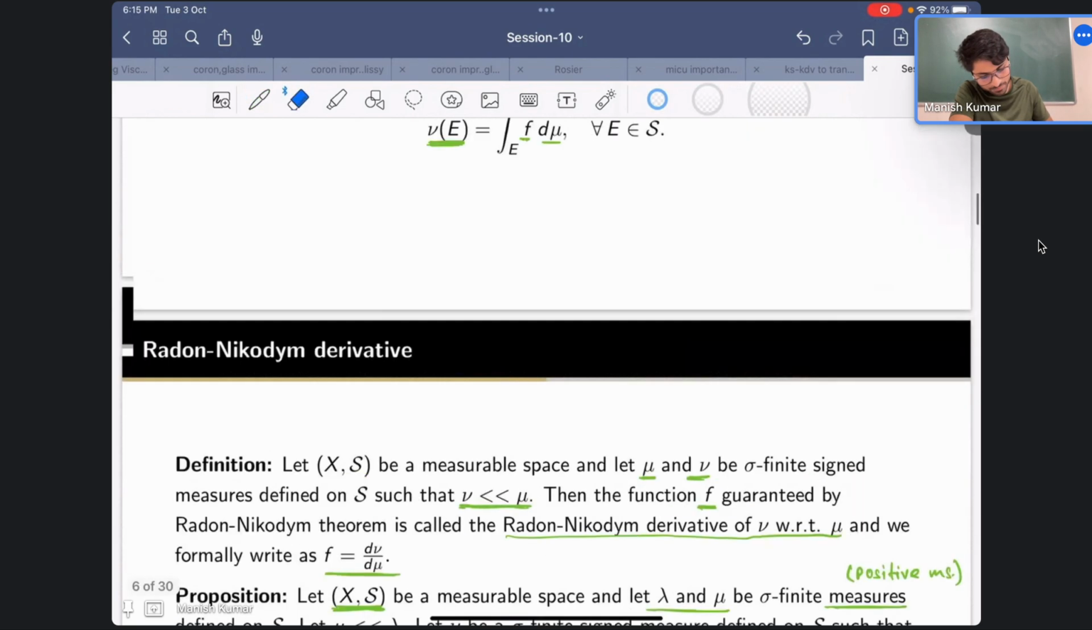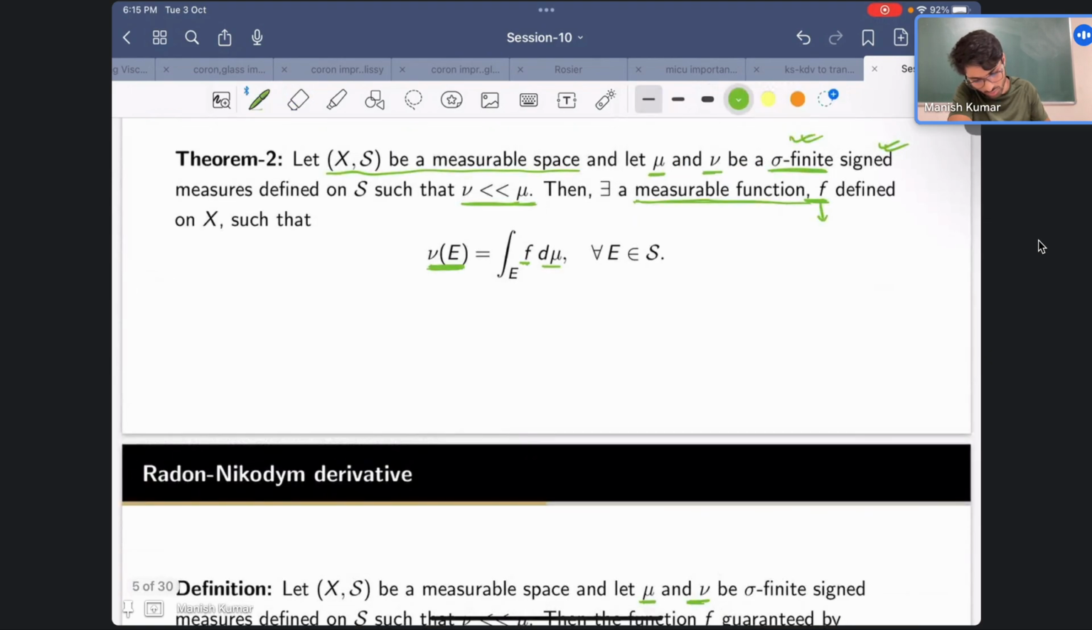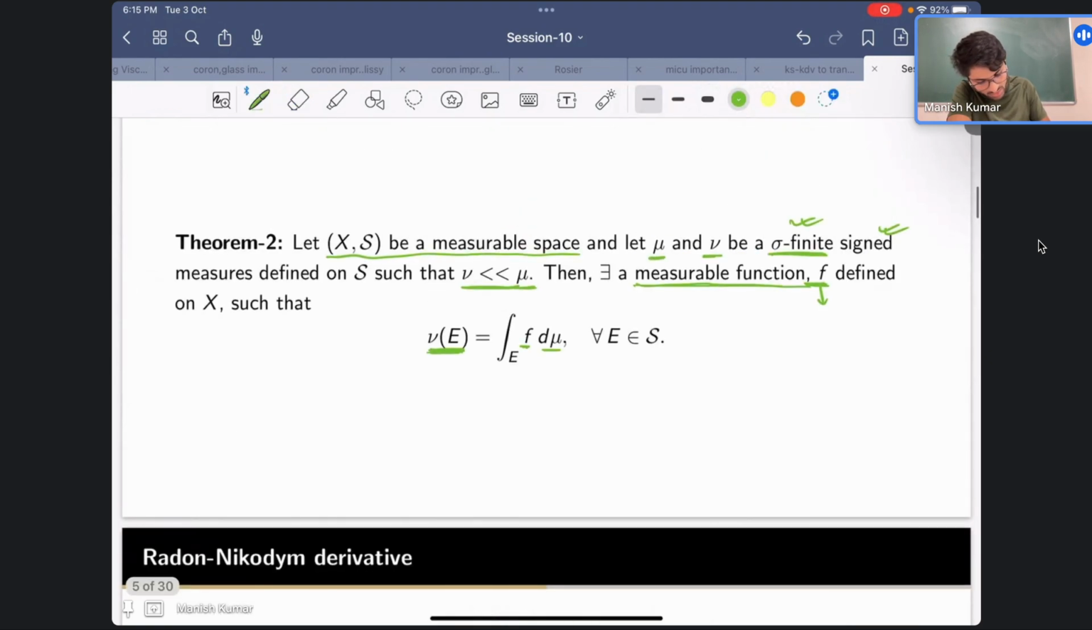One more thing to note down here: when I say nu is absolutely continuous with respect to mu, then you have d nu by d mu equal to f. The measure which is absolutely continuous is differentiable, so nu is differentiable with respect to mu, and that's why you write d nu by d mu.